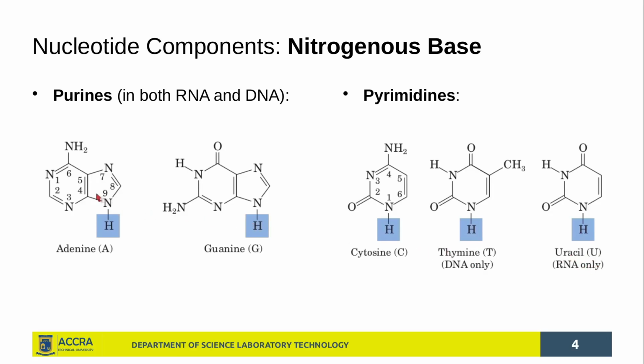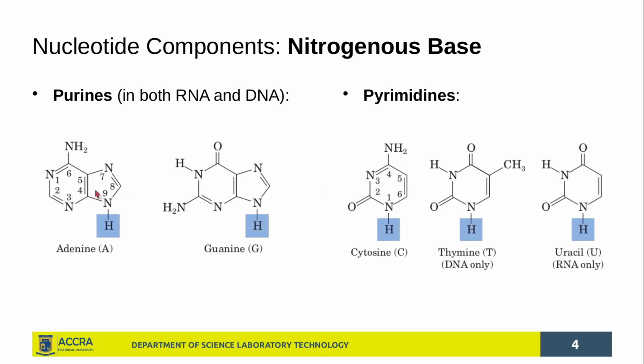Looking at the structures of purines and pyrimidines, you see that the structure of purines is made up of 6 rings, which is the 6-sided ring fused with a 5-sided ring. But for pyrimidines, you find that the structure is made up of only a single 6-sided ring.